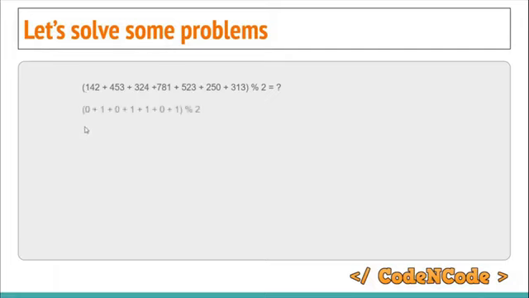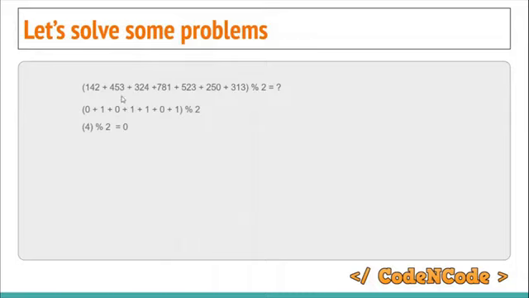So 142 would result in 0 modulo 2. 453 would result in 1 modulo 2, because an even number results in 0 and an odd number results in 1. The same goes for this, because it is even, so 0, 1, 1, because the next two numbers are odd, and 0, 1. The overall result would be 4 mod 2, which is 0.